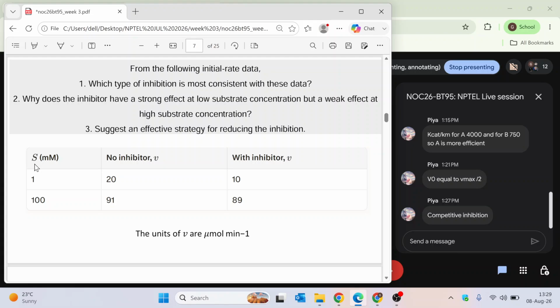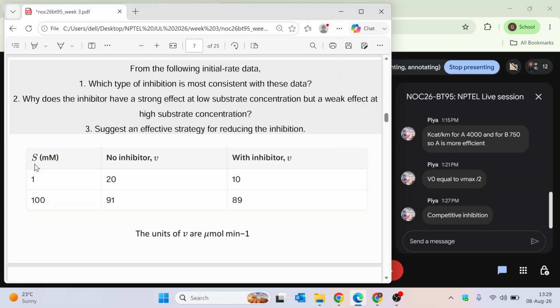But when the substrate concentration is so high, as much as 100 millimoles, you can see that without inhibitor the rate is 91 micromole per minute. With inhibitor also it is not very low. There is difference, but it's not as that we saw in the case 1. It's just 89 micromoles per minute. This is a characteristic of typical competitive inhibition.